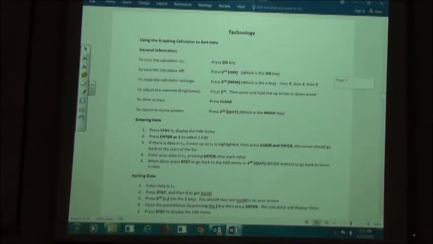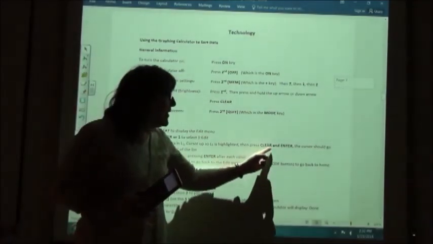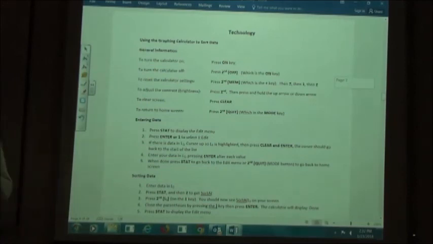If there is data in list 1, cursor up so list 1 is highlighted, then clear and enter, and that should clear out your list. Right now you probably don't have any data in there because these are new calculators and so nobody's probably used them for this yet.